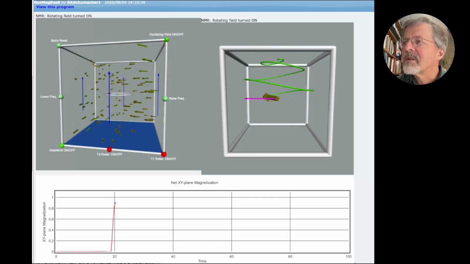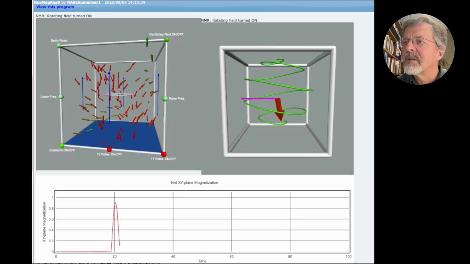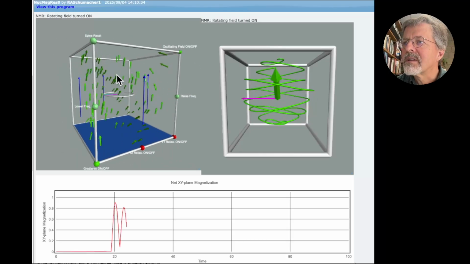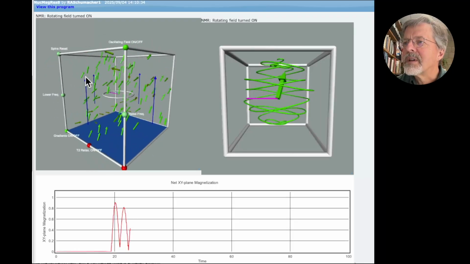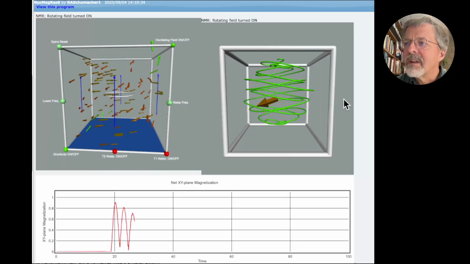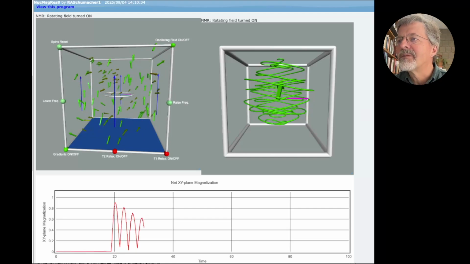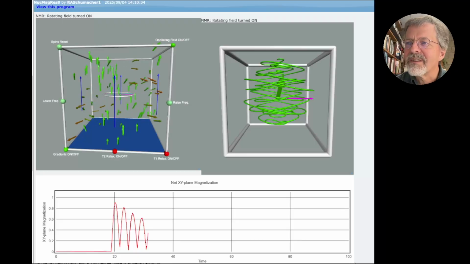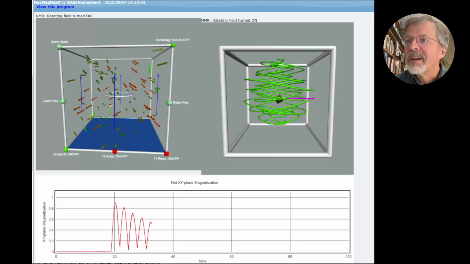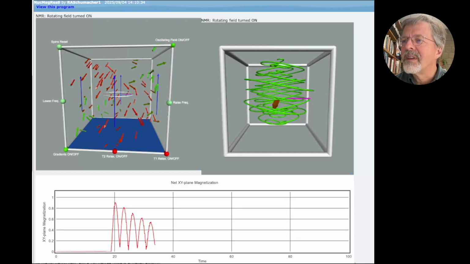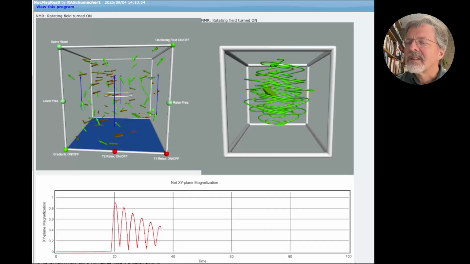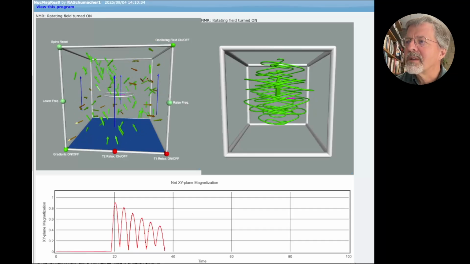So the precession is starting on the spins, but look at what is happening on the left here. They're no longer in step. Why is that? Well, it's because each one is precessing at a slightly different frequency on account of the fact that the field gradients are present now. And so that makes the precession frequencies slightly different for each one of the spins.